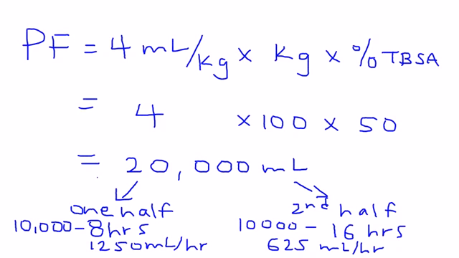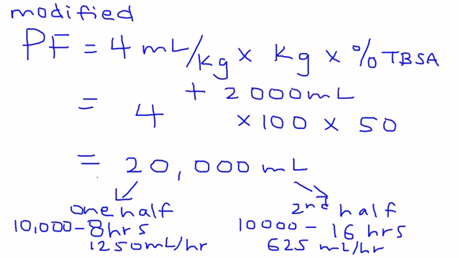Now, there's one other modification called a modified Parkland formula, and that's essentially the same thing. It's just you add an additional 2 liters or 2,000 mLs. And this is done basically to cover maintenance fluid needs. And that's the only difference between the Parkland formula and the modified Parkland formula.